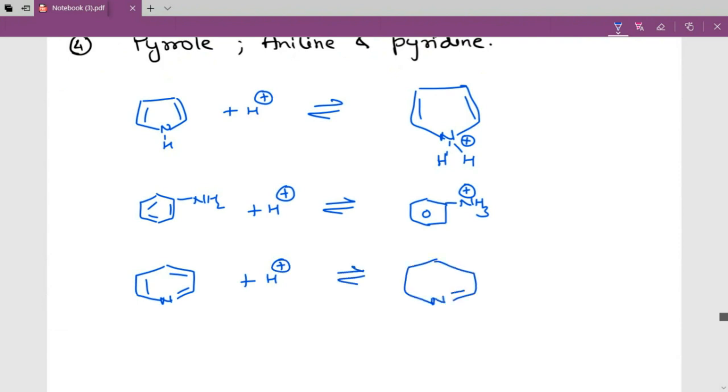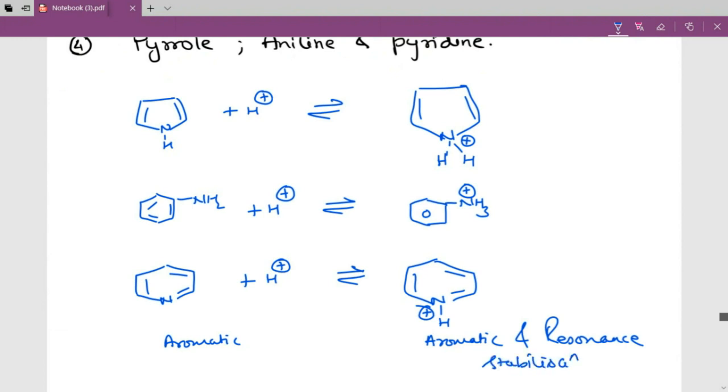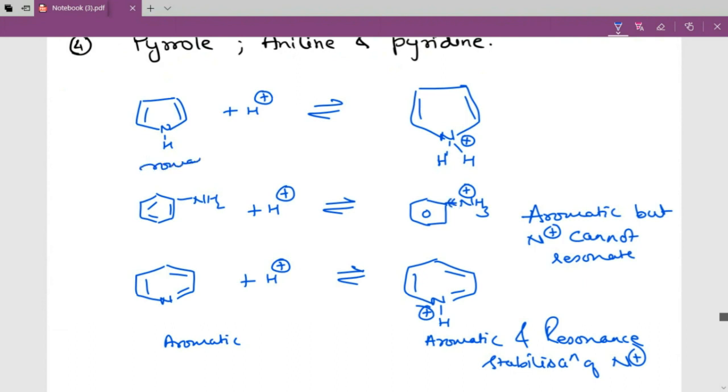In pyridine, even when I'm having this protonation, this was aromatic, this is aromatic. No effect. Correct? And there is resonance stabilization of this N plus. Aromatic. But N plus cannot resonate. Okay? In fact, this is a minus I group. This was aromatic, and this is becoming non-aromatic.